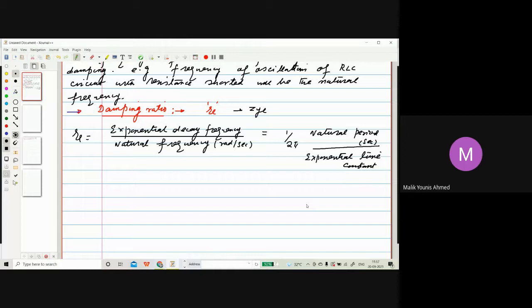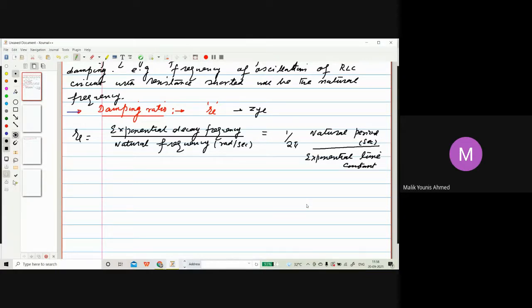This quantity compares the exponential decay frequency of the system or envelope to the natural frequency, and that ratio will remain constant regardless of the response scale. Also, the ratio of the natural period to the exponential time constant will remain constant regardless of the time base.